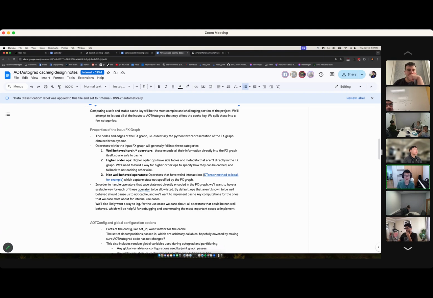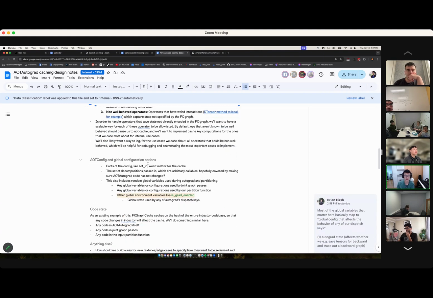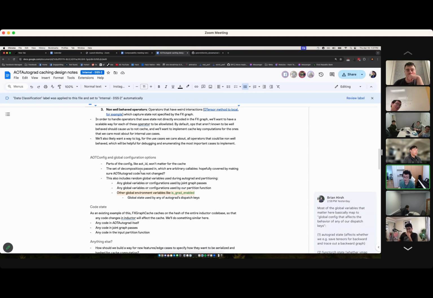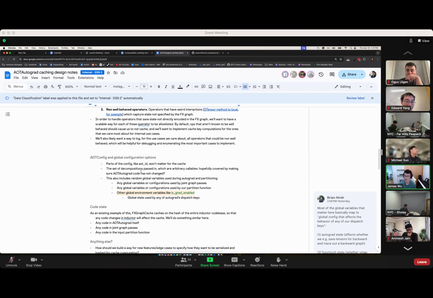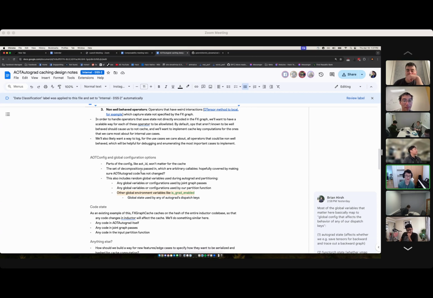Cool. The next two categories are a little bit simpler. The first is global state that AOTAutograd uses to do its work. As I've been talking to Brian about this, since he's a little bit more familiar with it, it's basically anything that affects our dispatch keys and any global variable that's used in the implementation of those dispatch keys. From what we can tell, these are well known, so we can just list all of them, and those are going to be the ones that make it into the cache key.